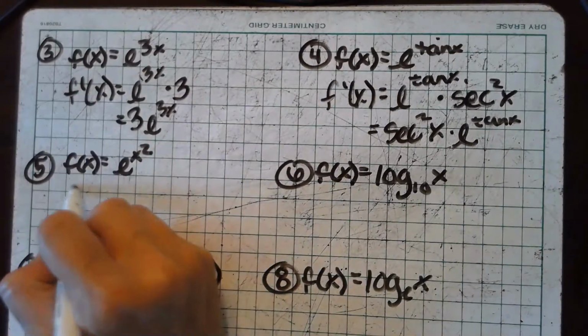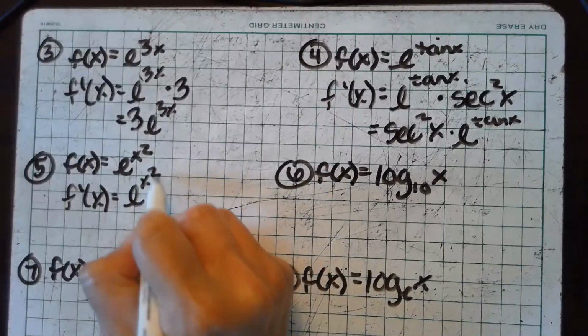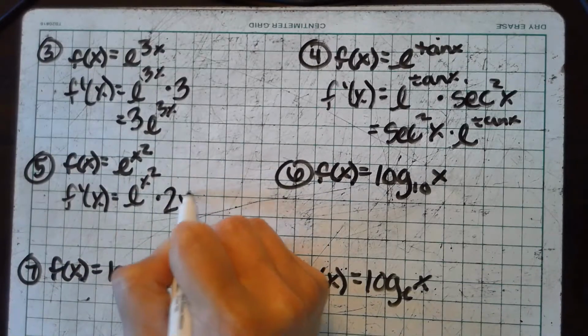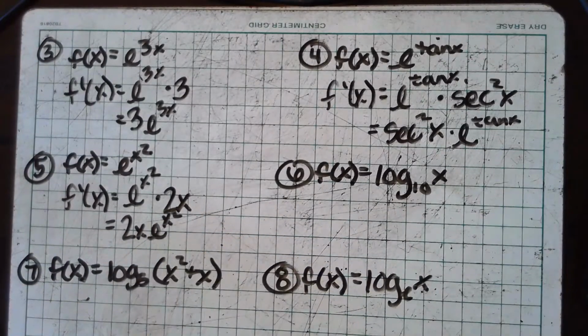Now here f prime of x is going to be e to the x squared times the derivative of x squared, which is 2x. So if I go to clean it up, 2x e to the x squared. All right, so there's e.